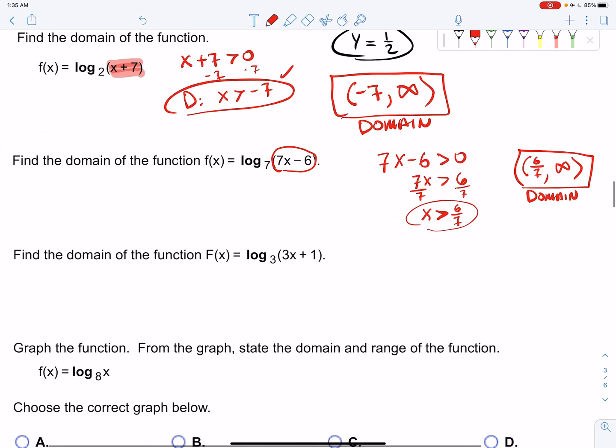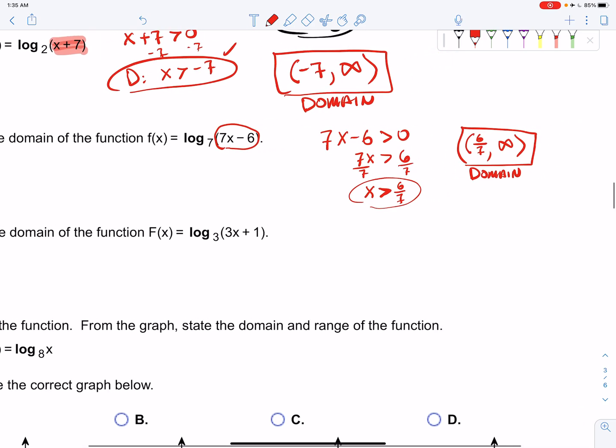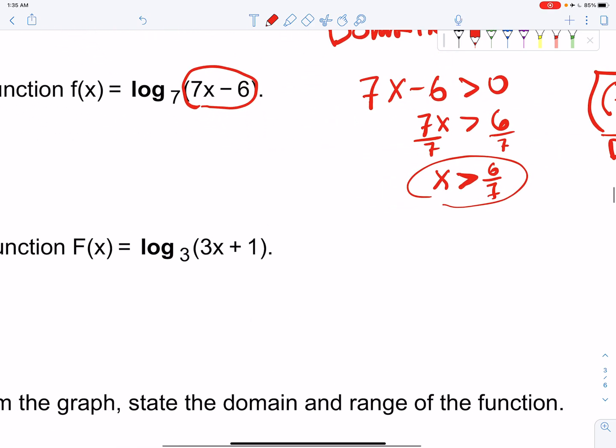And zoom out. Okay, next one, find the domain of the function f of x equals log base 3 of, there we go again, this is the argument, and that argument must be positive, so 3x plus 1 is greater than 0.